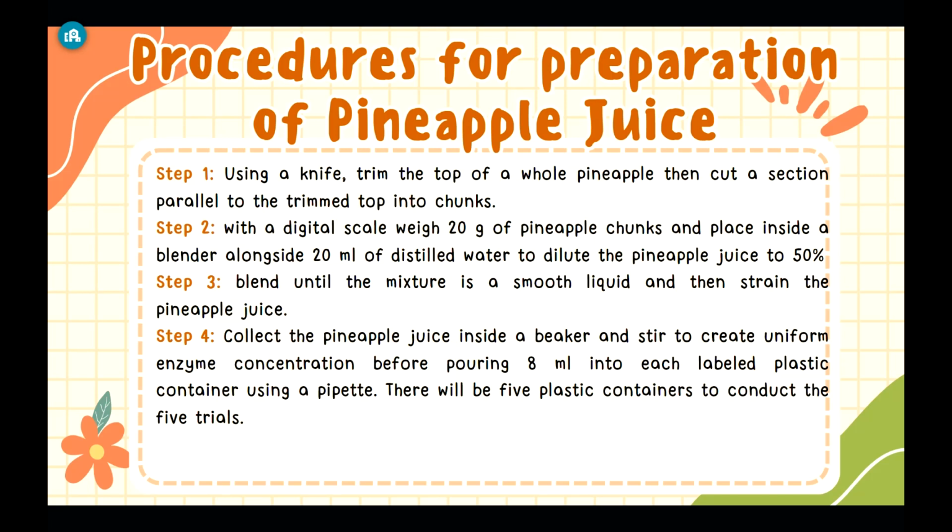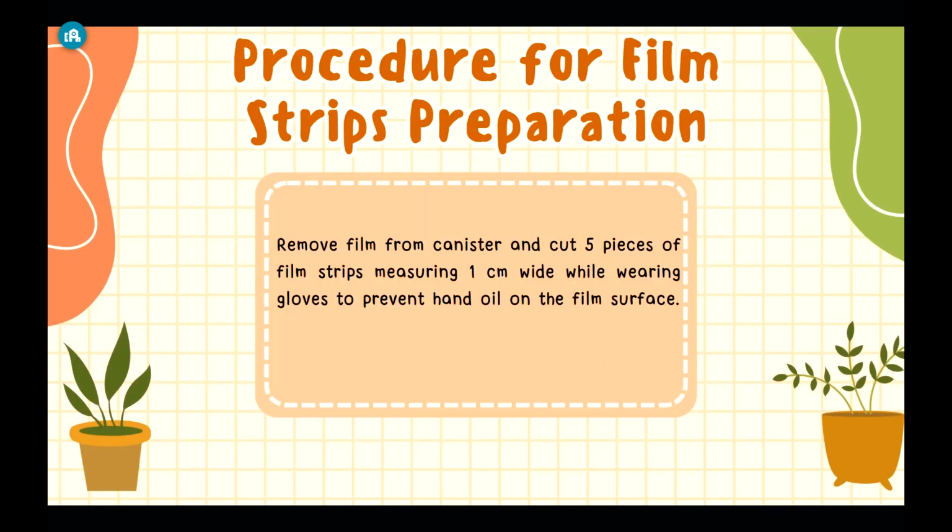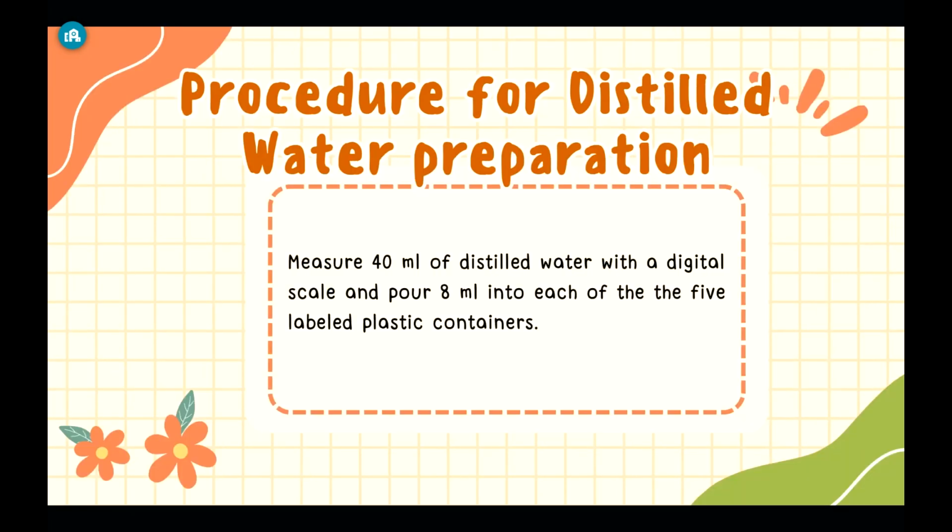Finally, collect the pineapple juice inside a beaker and stir to create uniform enzyme concentration before pouring 8 milliliters into each labeled plastic container using a pipette. There will be 5 plastic containers to conduct the 5 trials. To prepare the film strips, remove the film from the canister and cut 5 pieces measuring 1 centimeter wide while wearing gloves to prevent hand oil on the film surface.